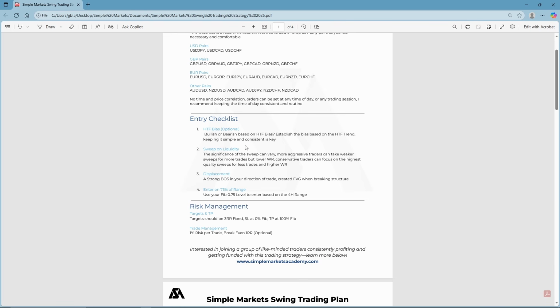Number 2 is just simply a sweep on liquidity. The significance of the sweep can vary. More aggressive traders can take weaker sweeps for more trades, but a lower win rate. Conservative traders can focus on the highest quality sweeps, but they will get less trades overall and a higher win rate. A little side note here, a higher win rate but less trades is actually typically going to make less profit than a lower win rate but more trades.